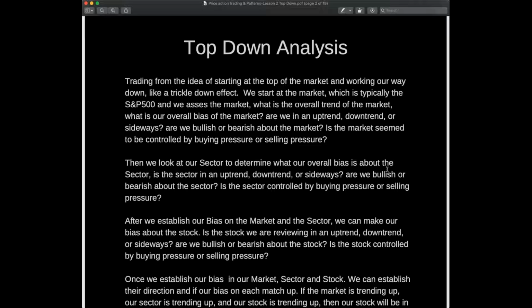And also crude oil. So whatever you're trading, it has a parent. And whatever that parent is, you want to be looking at that. That's going to be your market. So in general, the parent is the S&P 500. But if you're trading oil, crude oil is going to be the parent. If you're trading technology, NASDAQ is going to be the parent. If you're trading industrials, then the Dow is going to be the parent.